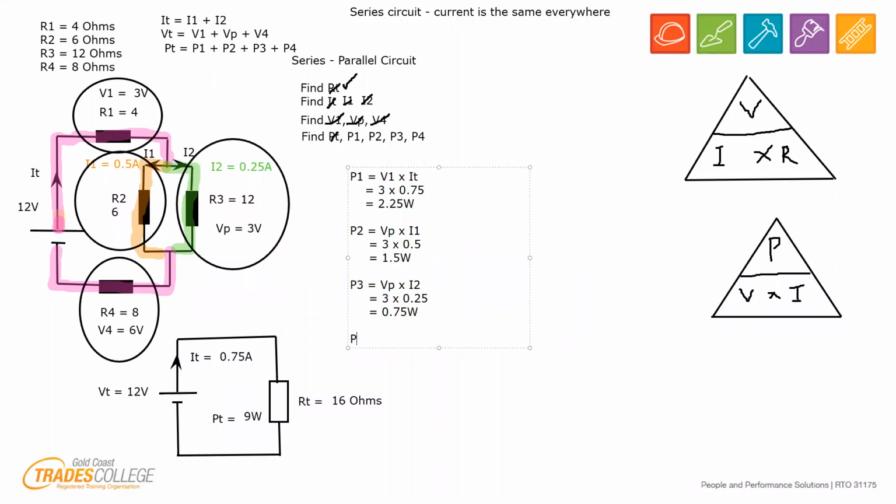And that leaves us with the last one, which is V times I, always from the triangle. We can work out what we need afterwards. If I look at R4, I need to look at the V, which is 6 volts, which is what we worked out earlier. 6 multiplied by I. Now notice that I is pink again, which is IT, which is 0.75.